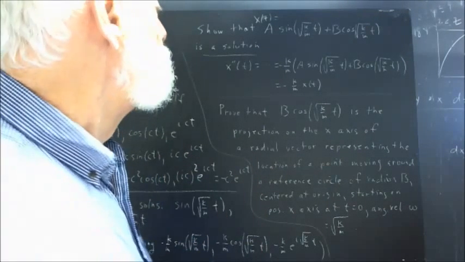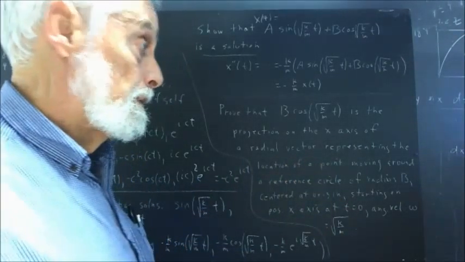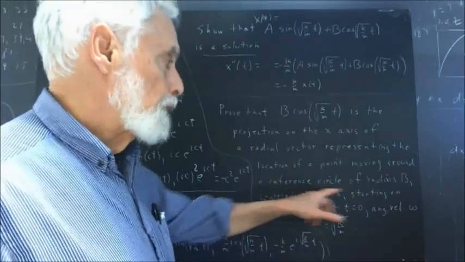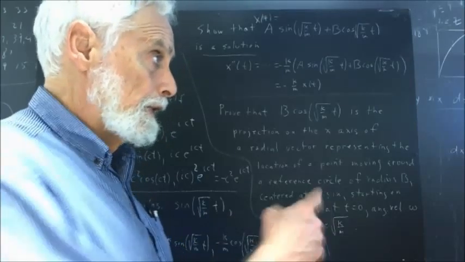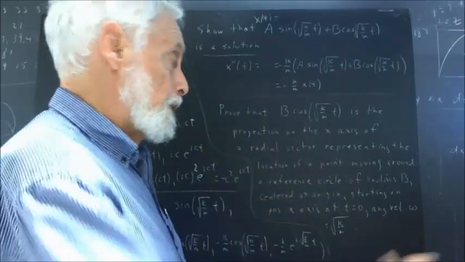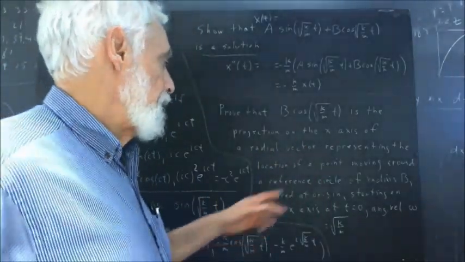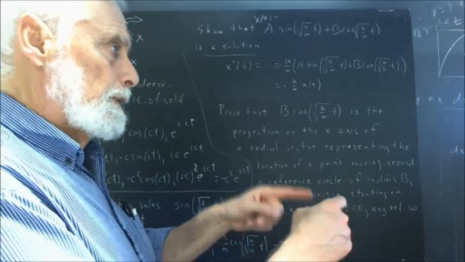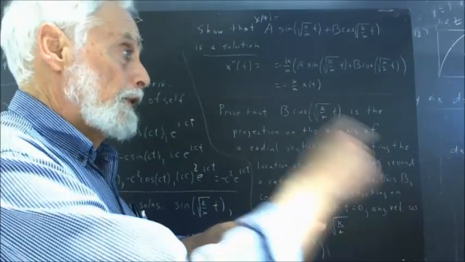Having done so, you should draw a picture of this situation. What do you have in this picture? You have a circle of radius b centered at the origin. That would be a good place to start. You draw one of those round things, a circle, put a point in the center, put an x-axis through it, and you have a reference circle of radius b, and now you consider a point starting on the positive x-axis moving around the circle.